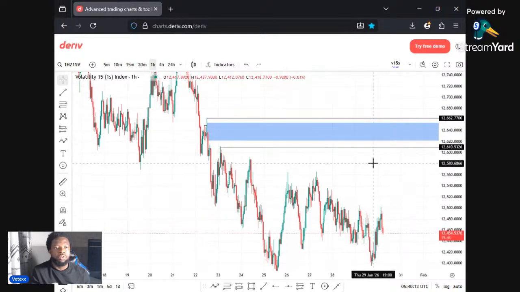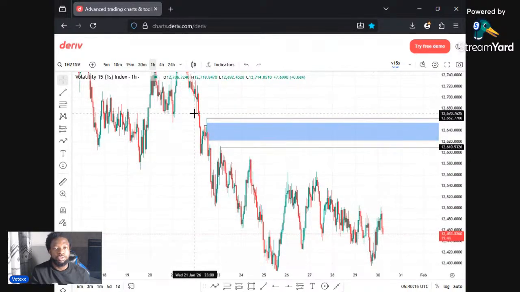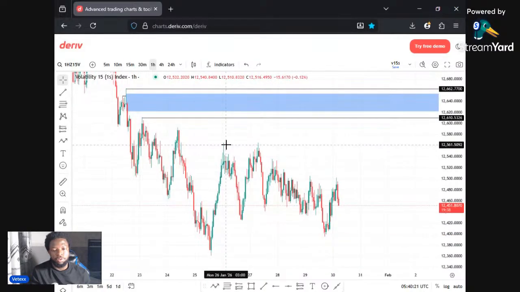Okay. So the daily time frame is bearish, no structure. Weekly is bearish, no structure, but the 1 hour time frame is bearish, and it gives us a continuation here. Okay, this is the continuation we have.